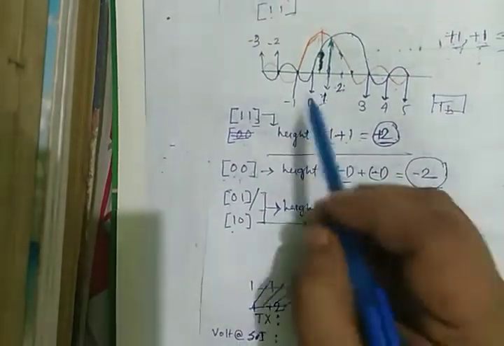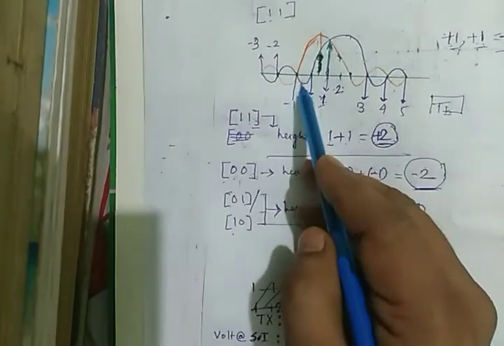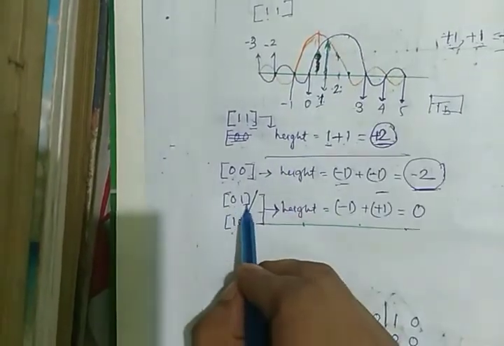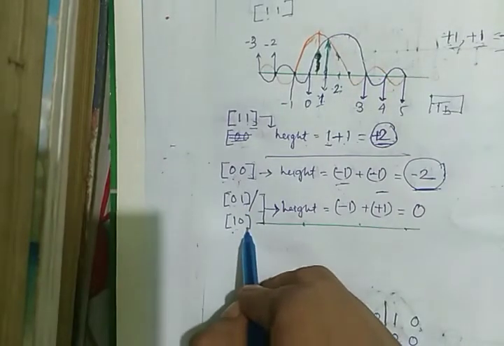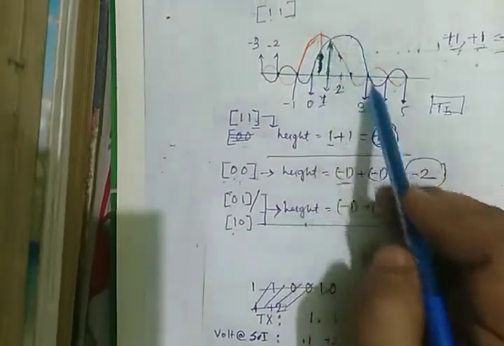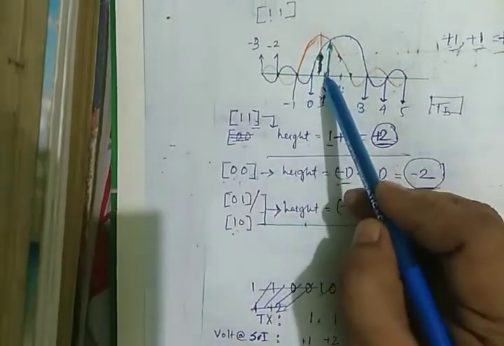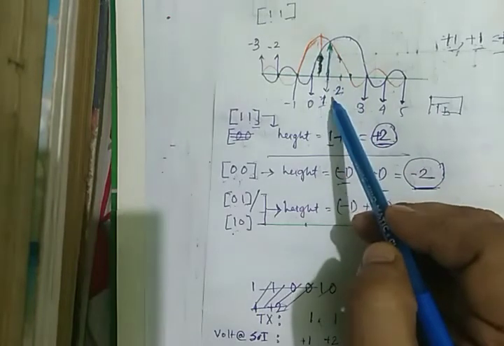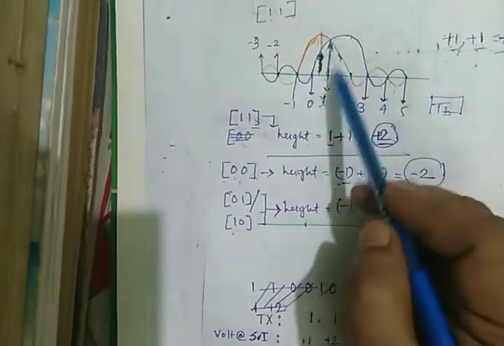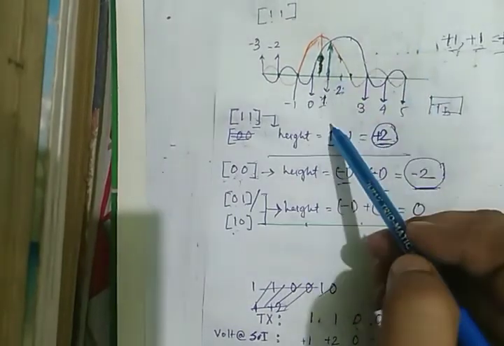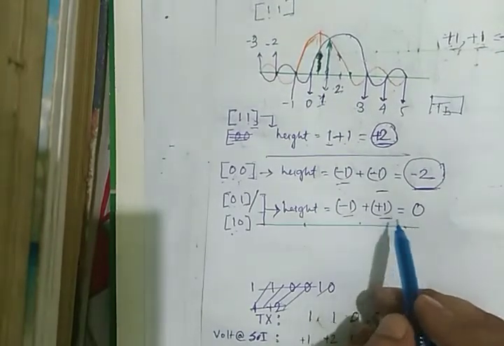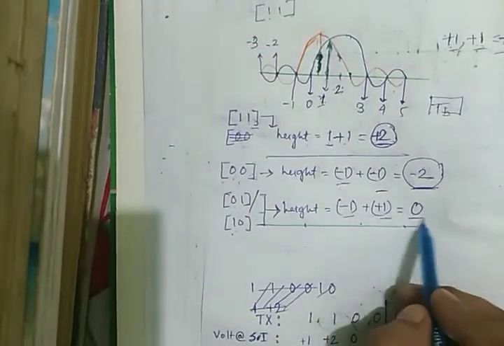Now, what will happen if one of the bits is 0 and another bit is 1? That means in the case of 0-1 transmission or 1-0 transmission, where one of the bits is 1 and another bit is 0. In that case, one will be a positive pulse, another will be a negative pulse. Since these two pulse heights are almost equal at this point, one height will cancel the other, because one is a positive pulse and the other a negative pulse. So in that case, the interference of these two pulses will be equal to 0.